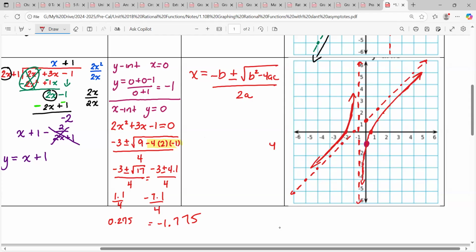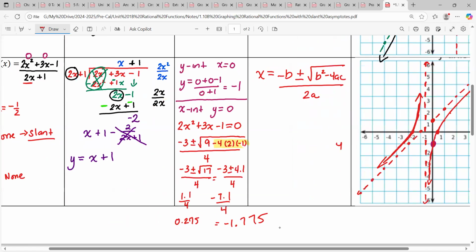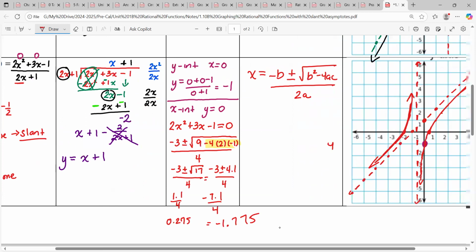This one's a little bit harder to do. Remember that asymptote, the vertical trick I showed you? Because we couldn't factor this. So this one's a little bit harder, but that's okay. We can just leave it like that.